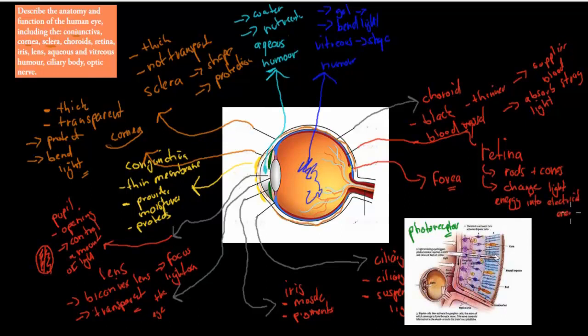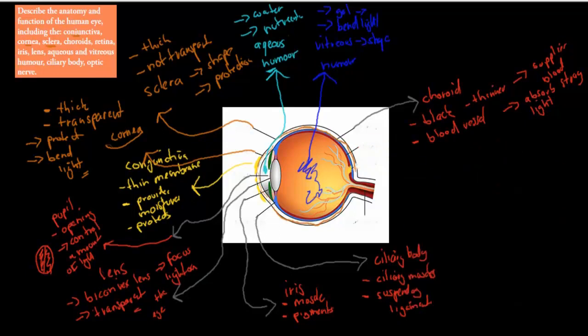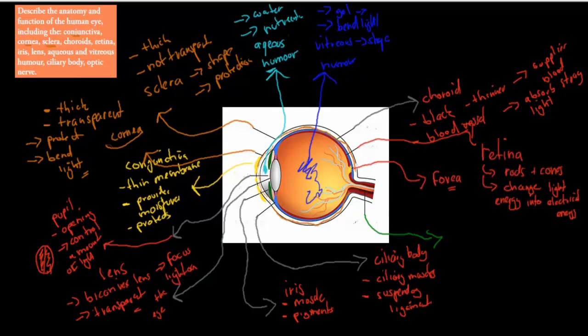That was the function of the actual retina. And the fovea, again, that's just a point where there's lots of these rods and cones. So the last one was the optic nerve. Once we've created this electrical impulse from the retina, we have to send it from the eye to the brain.